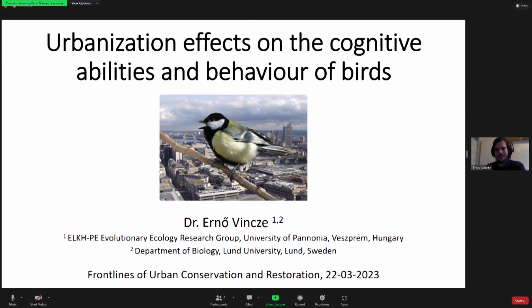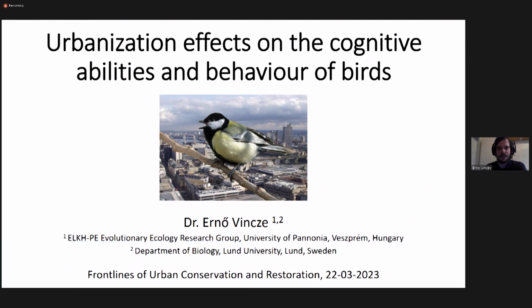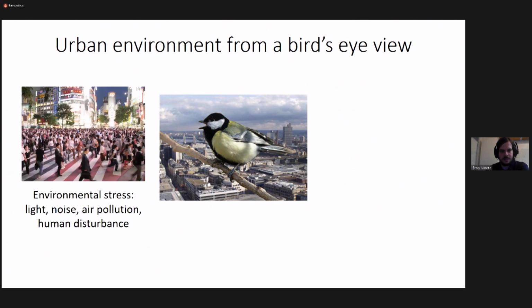Now I see. Great. So my talk will also be more about urbanization's effects on the individual level on animals rather than on the community level, specifically how urbanization shapes their cognitive abilities. We already heard a little bit about how urbanization changes the environment of birds and what kind of environmental challenges they meet. For example, the environmental stress is higher in urban habitats. This includes light pollution, noise, air pollution, as well as increased human disturbance.